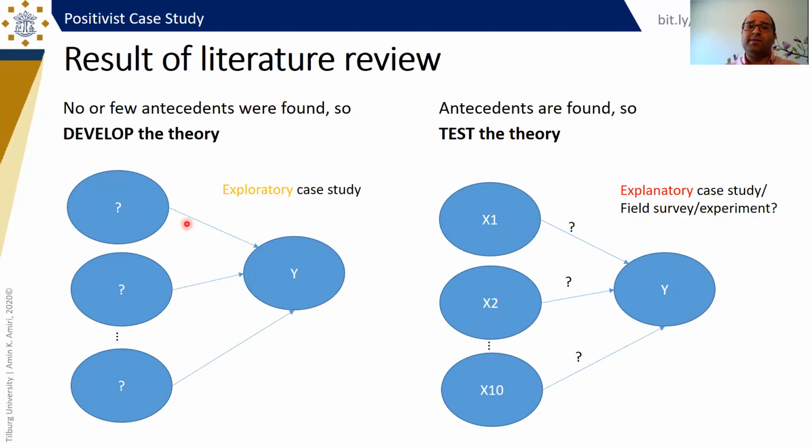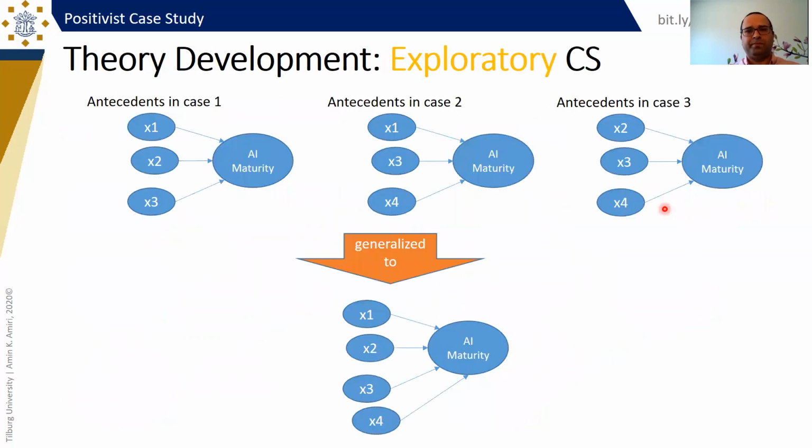But if, as a result of your thorough literature review, you have not been able to find any antecedents, or you have found 1 or 2, but you're sure that there are many of them, then you need to go for exploratory case study. But how about these three? Let me give you an example.